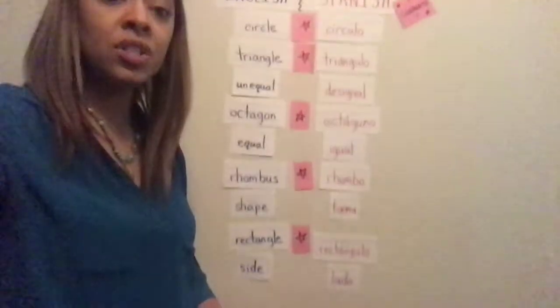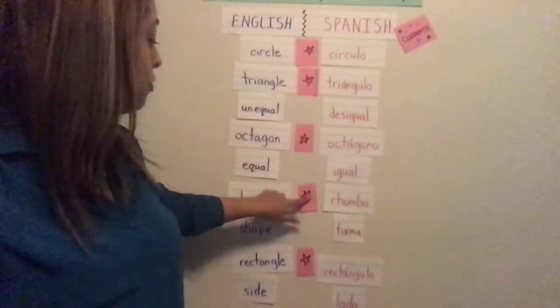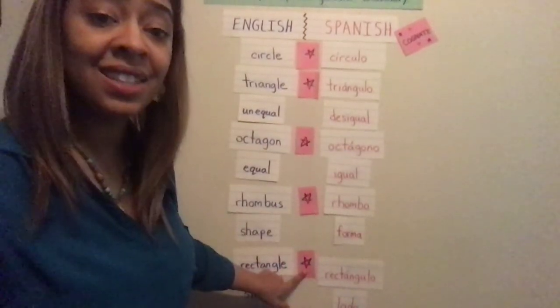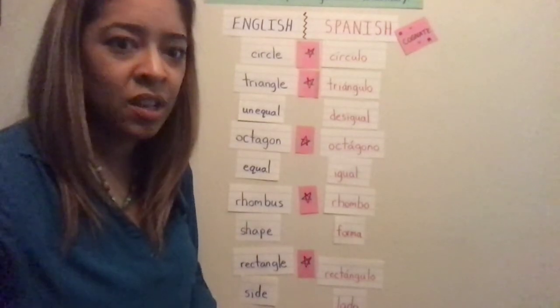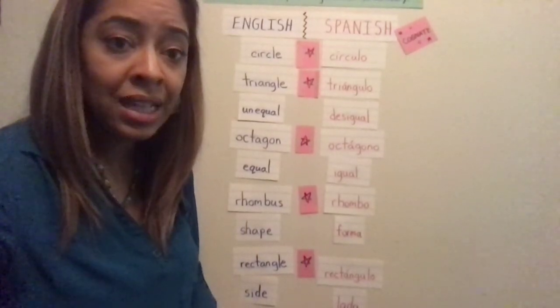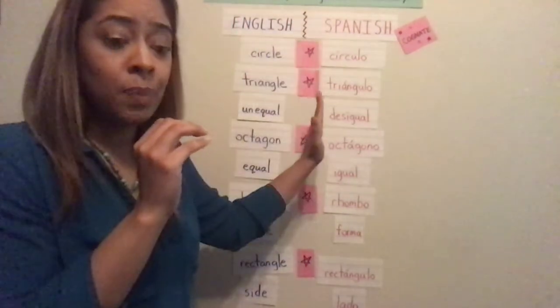Wow, look at all those cognates. How many do we have? 1, 2, 3, 4, 5 cognates. In math and science, there are always going to be a lot of cognates. So that can definitely help us making connections between what we know in English and what we know in Spanish.